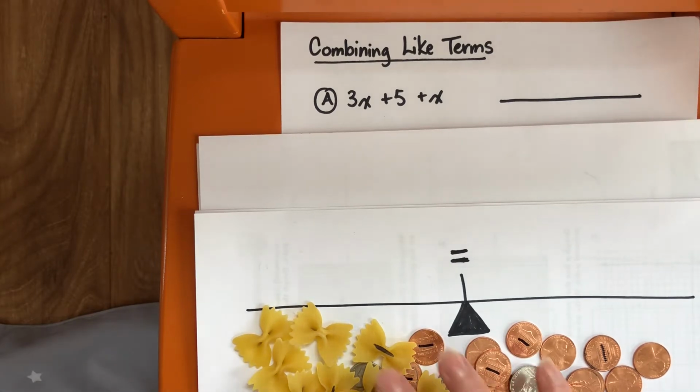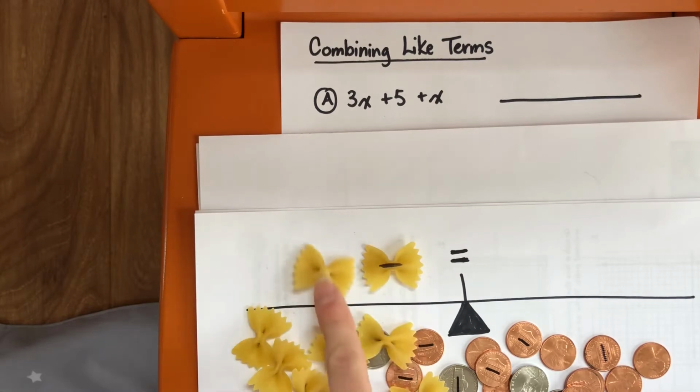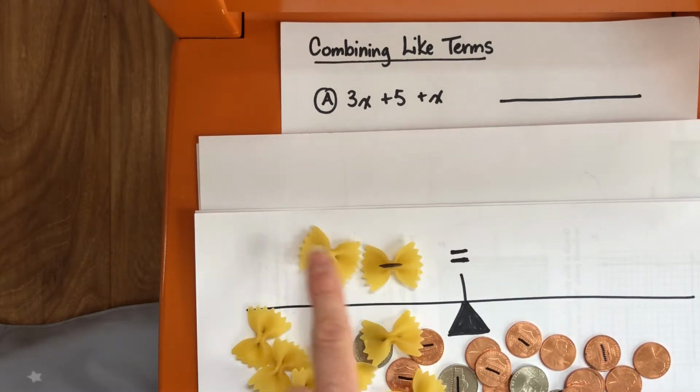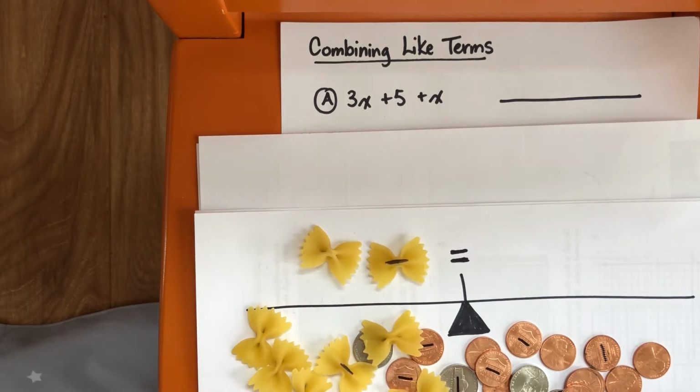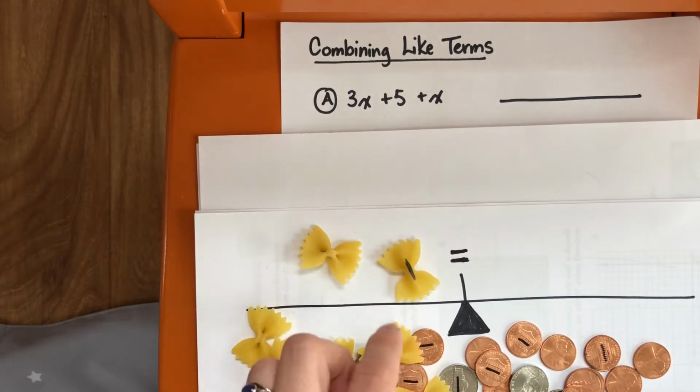And you can see for my variables today, I'm using something a little different. I thought it would be easier for you to see. I used Annabeth's favorite pasta shape, which is bow tie or farfalle. And I just put negative signs on the back so that I can flip them over and use them as x and the opposite of x.